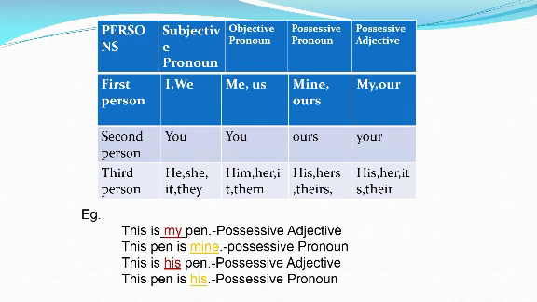Here the table describes the persons, subjective pronoun and objective pronoun, first person, second person and third person. I divide it into two more parts, that is possessive pronoun and possessive adjective. There is a difference between these two. So let's see the example. This is my pen. Here in this example, my is a possessive adjective because after that there is a noun. And in the second example, this is mine. Mine is a possessive pronoun because here there is no noun after that. That's why it is a possessive pronoun. I think these examples are clear to you now.